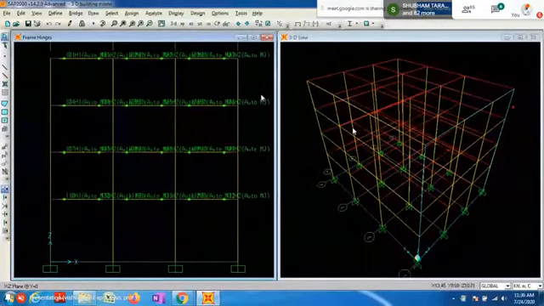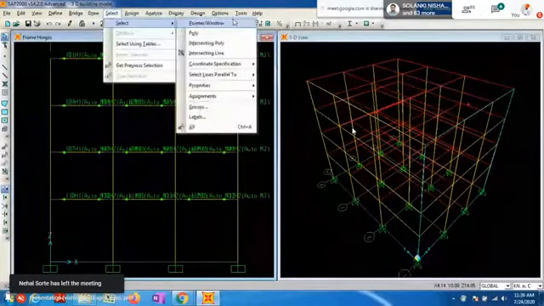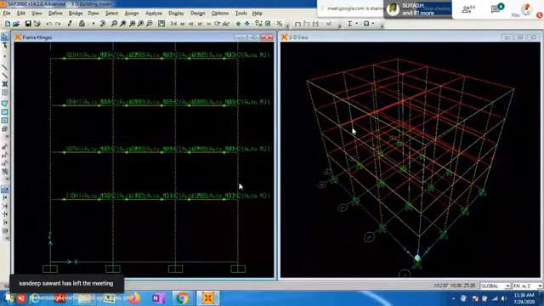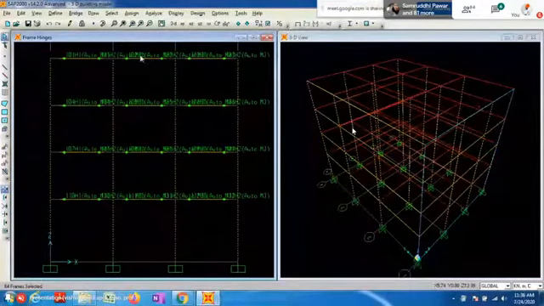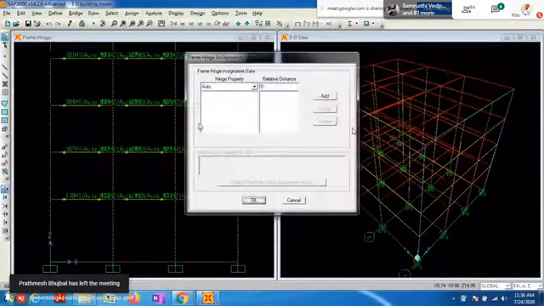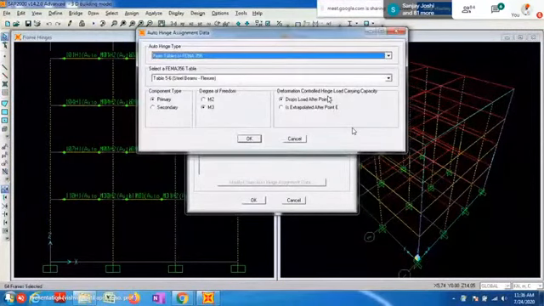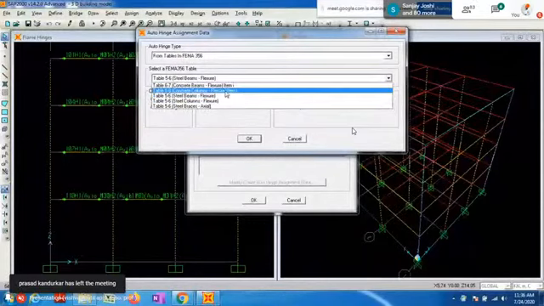Then we'll assign to the columns. The required procedure is that first of all select all columns. So select properties, frame section, and column. Okay, all columns have been selected. Then the procedure is the same. Go for assign frame hinges. Then here it is 0.1, add. Now here make it a concrete column.